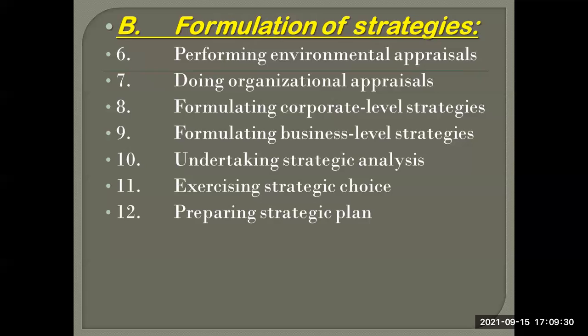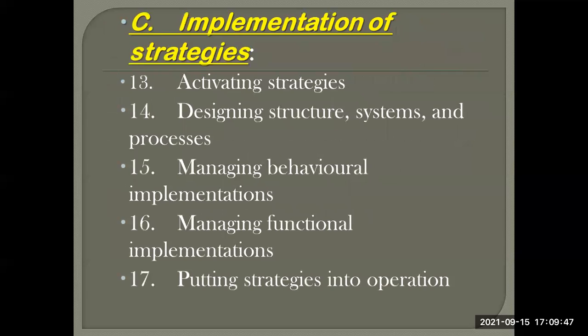Then you have to formulate corporate level strategy, then you have to formulate business level strategy, then you have to undertake strategic analysis, then you have to go for exercising strategic choice, then you have to go for preparing strategic plan. Next, in C part, you have to think about implementation of the strategies. Then you have to activate the strategy. The next, 13th step, is activating strategies.